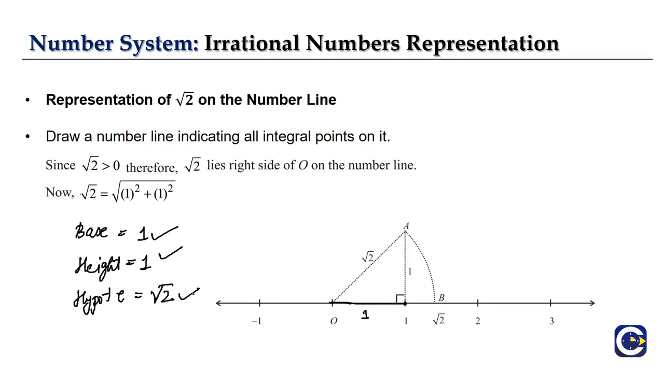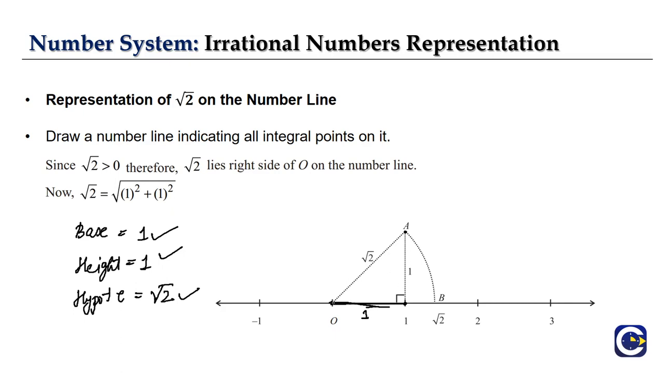Now you can observe the figure here. This is our number line. As we know, root 2 lies right side of our origin. So we are taking a base of 1 unit and a height of 1 unit, which is at point A. After locating it, we know the hypotenuse OA is, according to Pythagoras theorem, root 2.